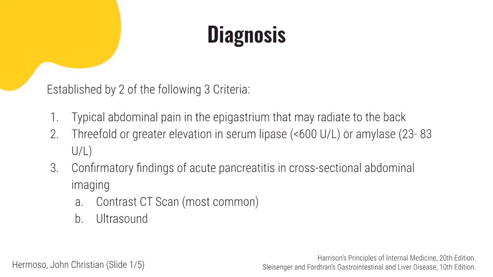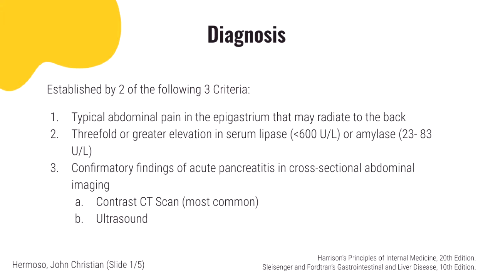So a diagnosis of acute pancreatitis can be made by establishing at least two of the three of the following criteria. The first criterion being a typical abdominal pain in the epigastrium that may radiate to the back. The second being a threefold or greater elevation in serum lipase or amylase. Usually if these are present, they are enough to establish a diagnosis.